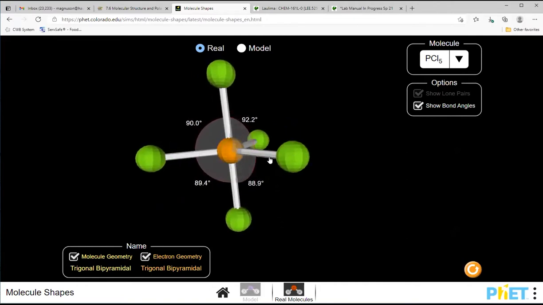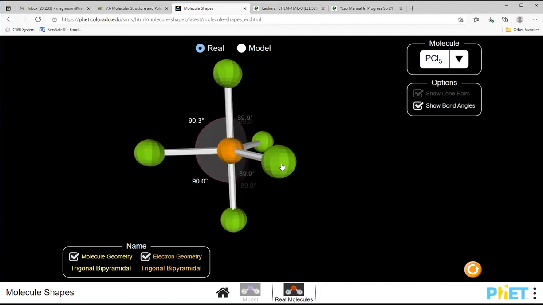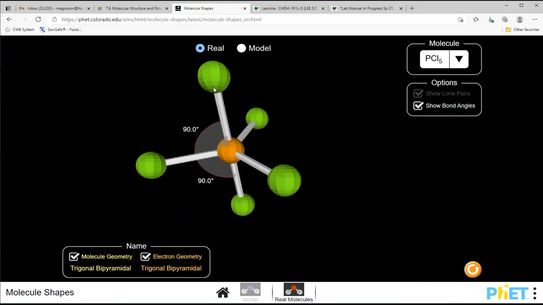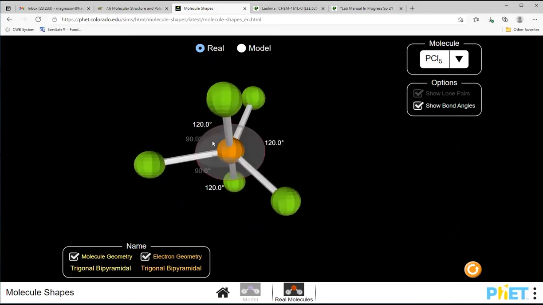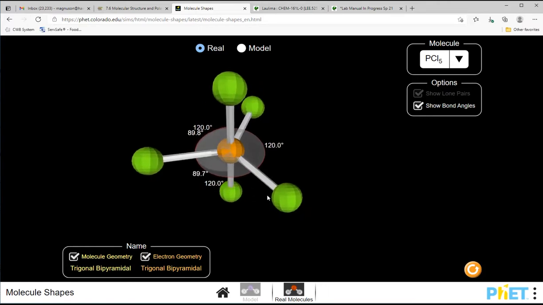It kind of has an axis, like you have these atoms that are up and down in the axial position. They're 180 degrees apart. And then you have these 3 in the equatorial position, and those are 120 degrees apart. I wonder if we can see that 120. There we go. So you have 90 degrees and then 120. It's almost like a linear molecule combined with a trigonal planar molecule.